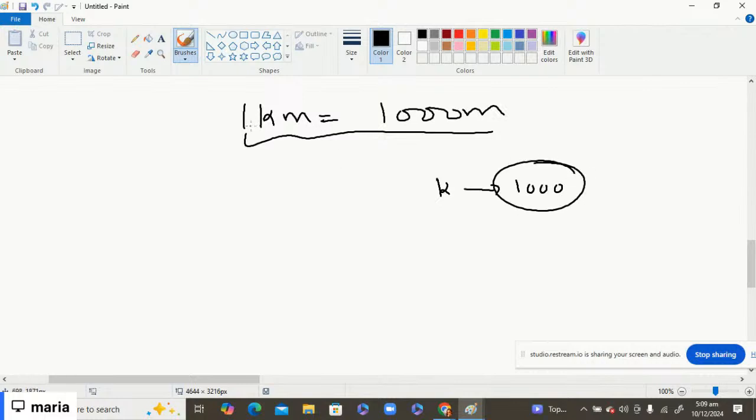Okay, so 1 kilometer equals 1000 meters. Although there are other numbers, this is the statement that is equal. 1 kilometer is equal to 1000 meters. Do you all understand? Let's do it.